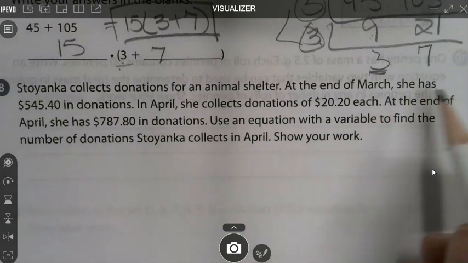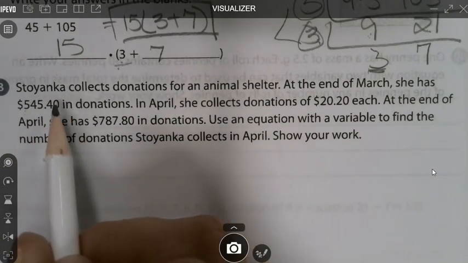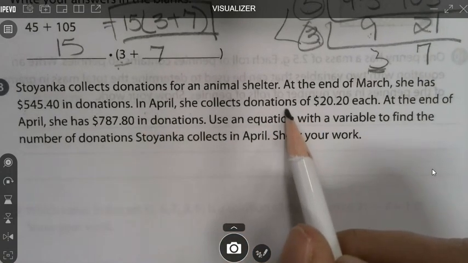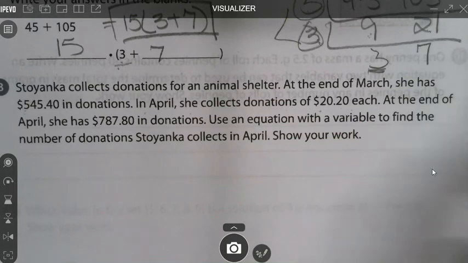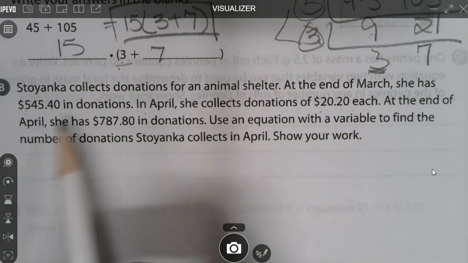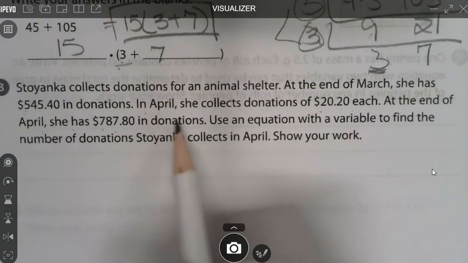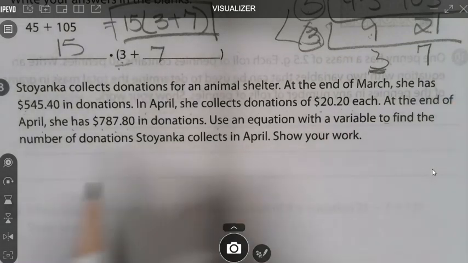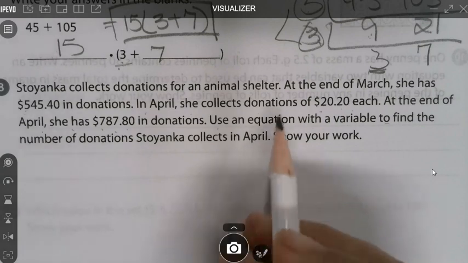Okay, she collects donations for the animal shelter. At the end of March, she has $545.40 in donations. In April, she collects the donations of $20 and 20 cents each. At the end of April, she has $787.80 in donations. Use an equation with a variable to find the number of donations she collects in April.